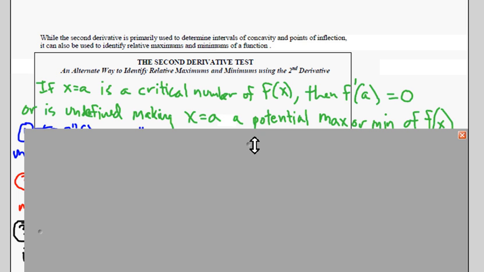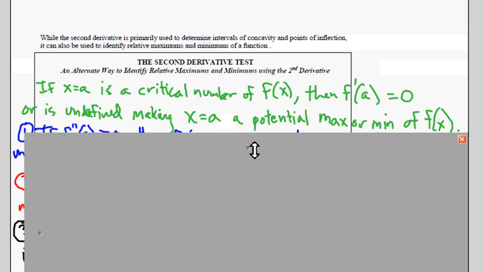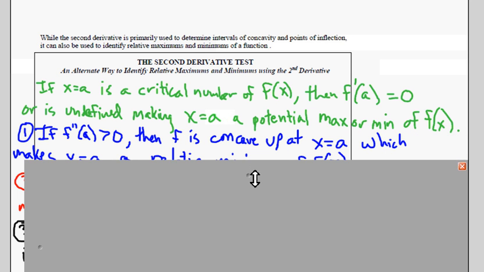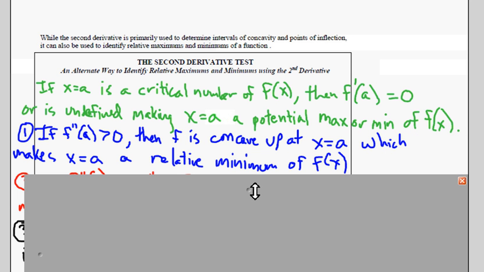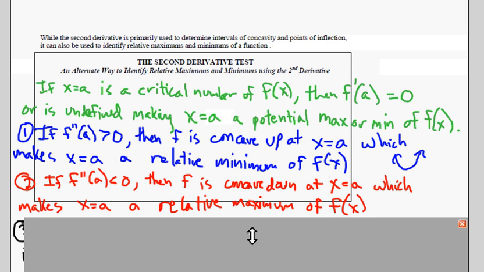Okay, so again, we have to know that it's a critical number of the original function, and then the first derivative, when you put it in, equals 0 or is undefined. So if the second derivative at that value a is positive, then the original function's concave up, and if it's concave up, that's going to make it a relative minimum. Let me just quickly draw that. So that's concave up, a quick little parabola, therefore it's a relative minimum.